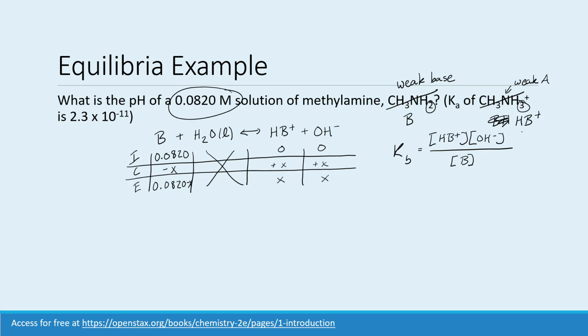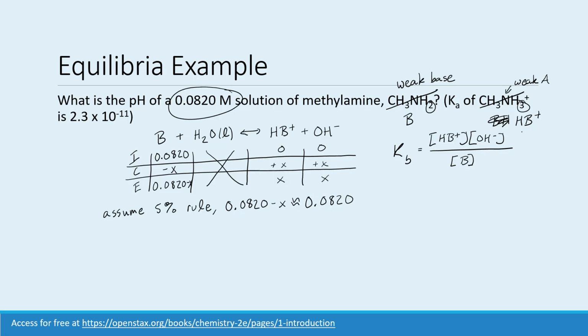All right, we are going to attempt to assume that 5% rule and see what happens. So if we're assuming the 5% rule, then that means that 0.0820 minus x is about the same as the original concentration of 0.082.